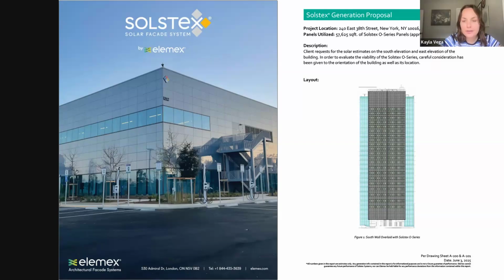Perfect. Thank you. All right. One more question here. Can we have some information on ballistic and wind testing for the PV panels? Does this meet requirements for Miami-Dade hurricane zones?